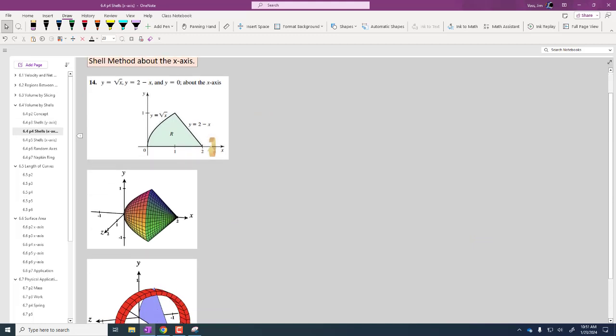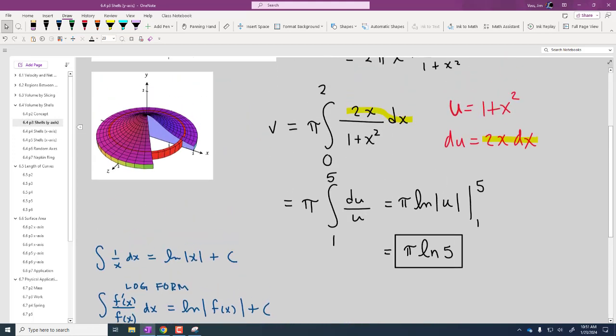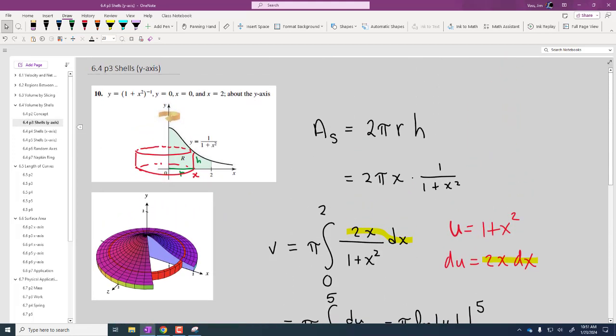Let's try another shell method. So here we've got our bounded region. The bounded region is going to rotate around the x-axis. Okay, I want to go back to the prior problem for one second and point something out. To create a shell, your integration element is parallel to the axis of rotation.